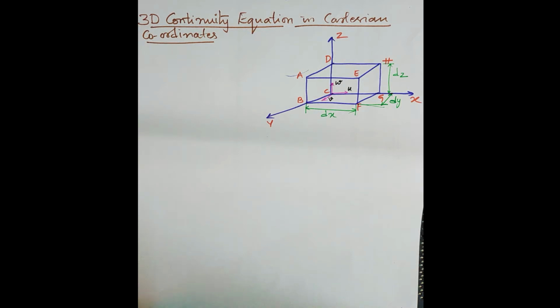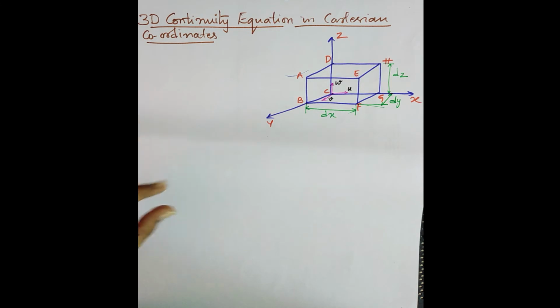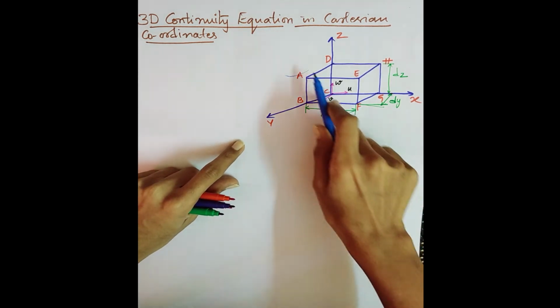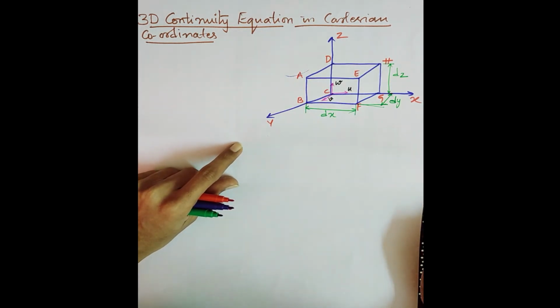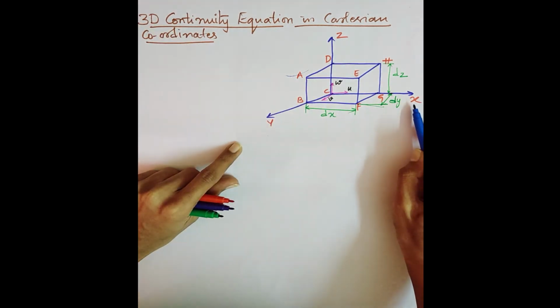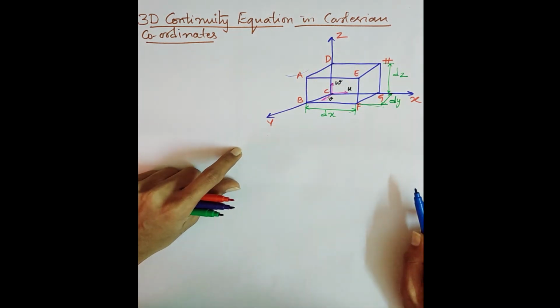Today we are going to discuss the three-dimensional continuity equation in Cartesian coordinates from module 2. This is a very important derivation. As you see in the figure, to obtain the continuity equation in Cartesian coordinates in 3 dimensions, we are going to consider all 3 dimensions: x, y and z.